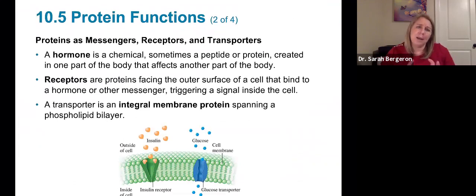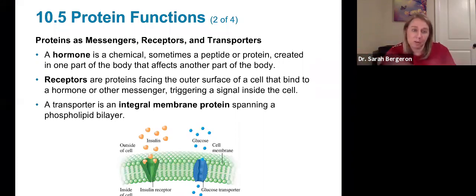When we talk about communication between cells, we really need to talk about three different things: messengers, receptors, and transporters. So how do we get the message from one cell to another cell? Well, we need something like a hormone. A hormone is a chemical. Sometimes it's a peptide, sometimes it's a big protein, sometimes it's other things, but it's created in one part of the body and then it affects another part of the body. So if you make insulin in your pancreas, well, insulin can actually work on just about every cell in your body. So it'll act on your brain cells and it'll tell your brain cells, hey, there's glucose, and they can take up glucose.